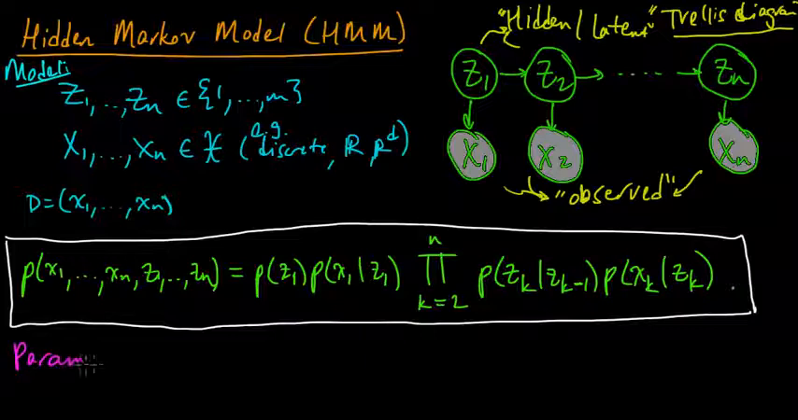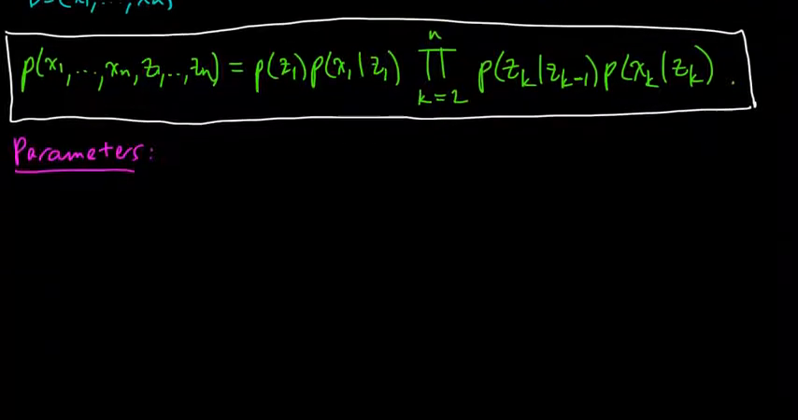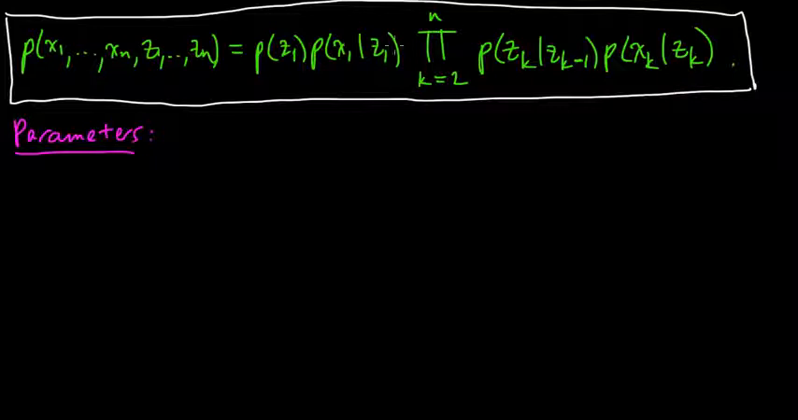This is actually a class of models, and you can choose. I didn't specify what all these distributions were. So let's write down, let's make it a little more specific.